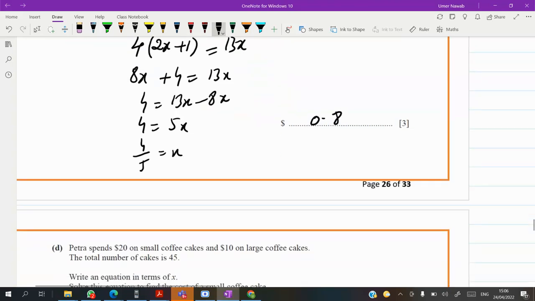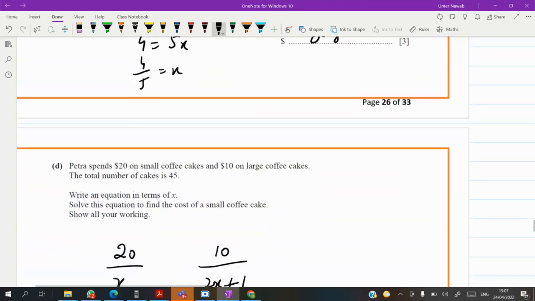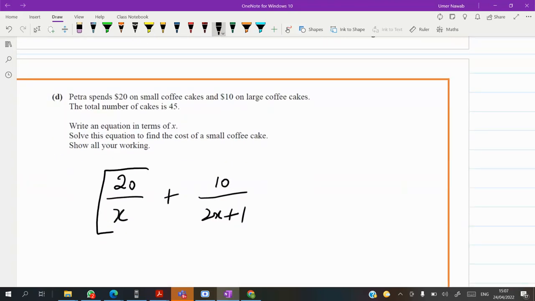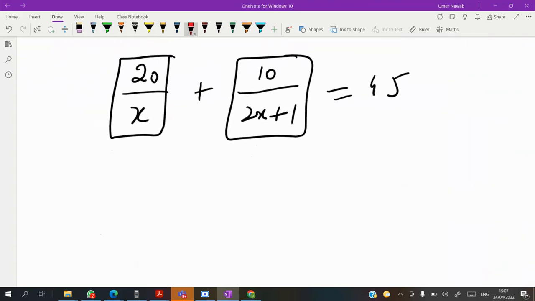So $0.8. Next. Petra spends 20 on small coffee cakes. So Petra, the total number of small cakes, is 20 over x. And she spends $10 on large cakes. So total number of large cakes, okay, the total number of cakes which she has bought according to the question is 45. Now we want to find x. We all remember how to solve it.